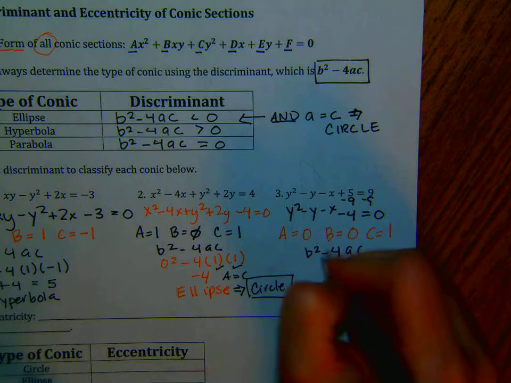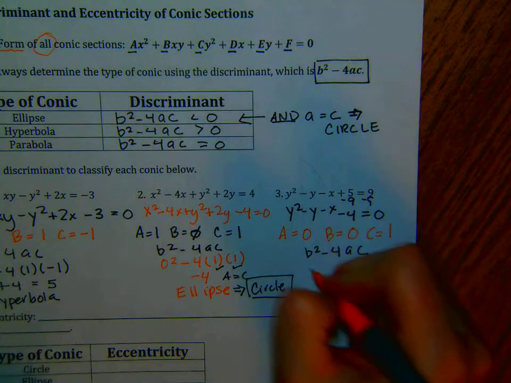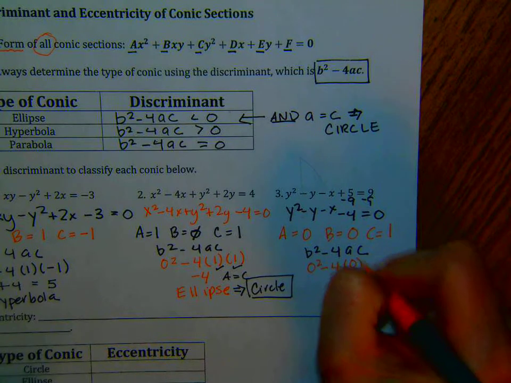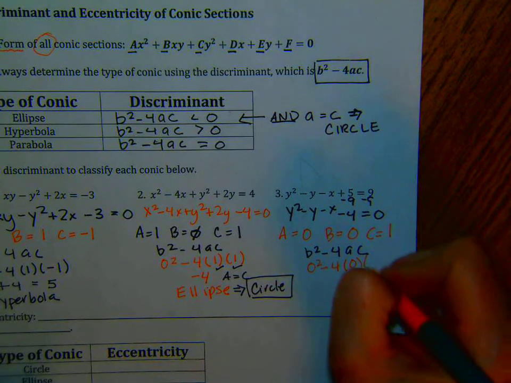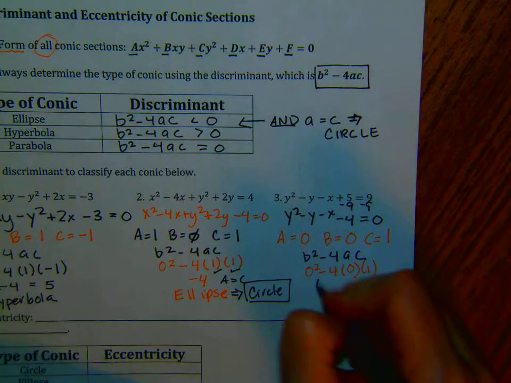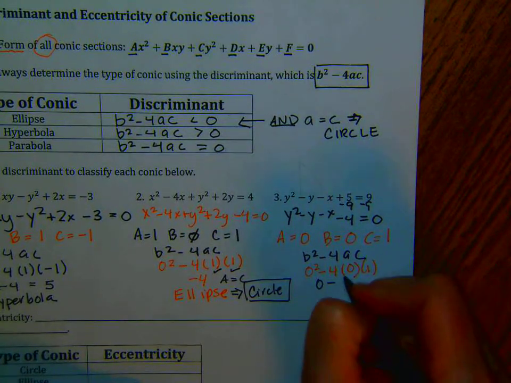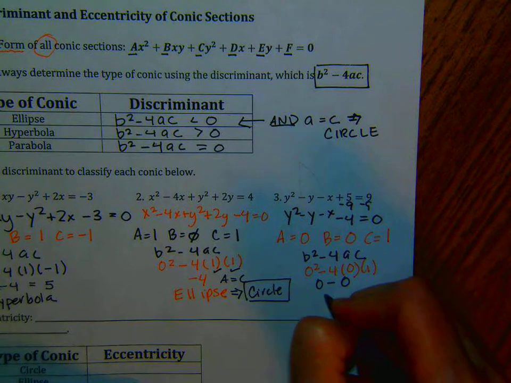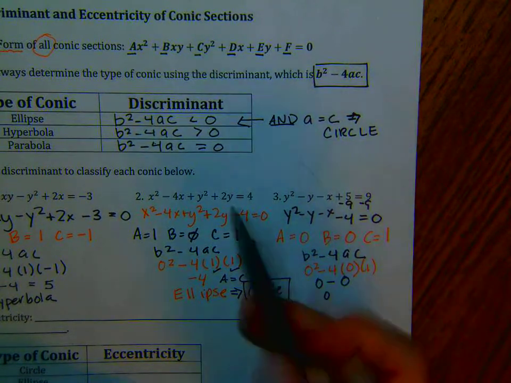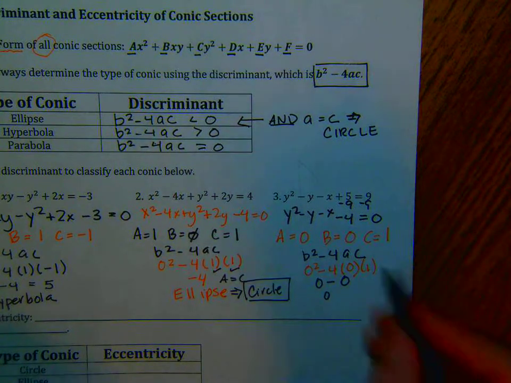Okay, so filling in our b squared minus 4ac, we have b equals 0. So that is 0 squared minus 4 times 0 times c, which is 1. But this is going to give us what? 0 minus, anything times 0 is 0. 0 minus 0, the final answer is going to be 0. So when the discriminant equals 0, what do we have? We have a parabola.